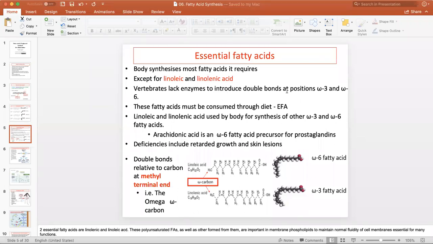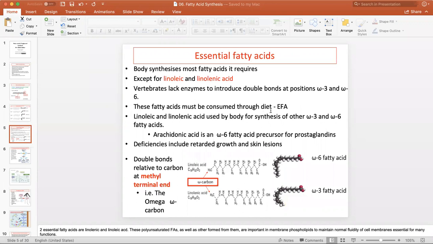Vertebrates lack the enzyme to introduce the double bonds at position omega-3 and omega-6. If you see here, the omega carbon is counted from your methyl group. So this is 1, 2, 3, this is omega-3. And 1, 2, 3, 4, 5, 6 is omega-6. So this is the position of the double bond from your omega carbon.